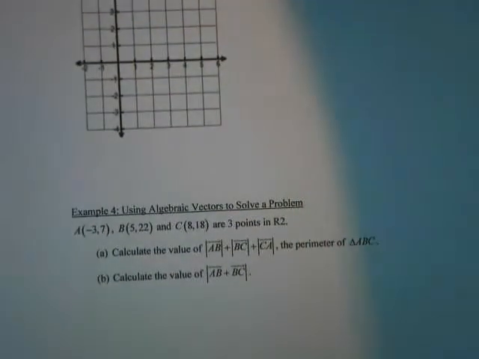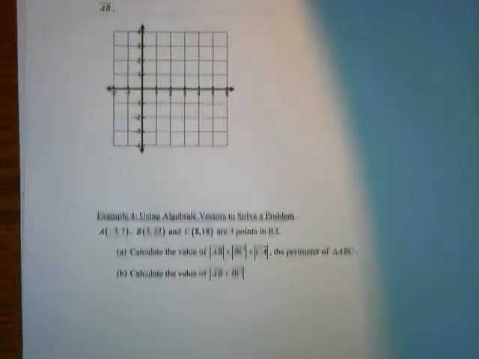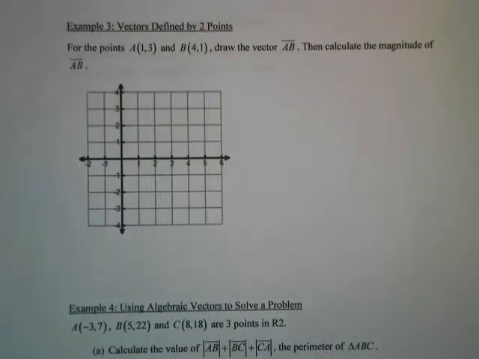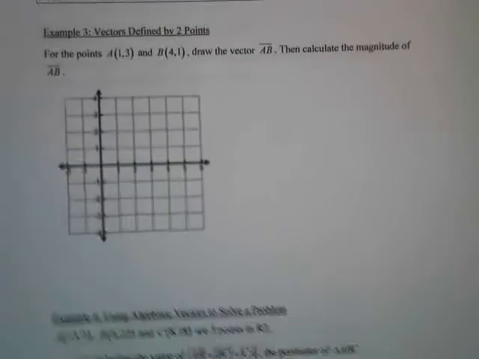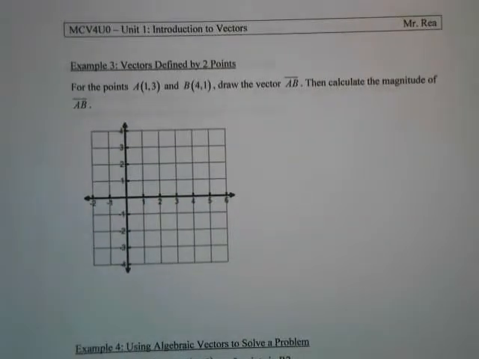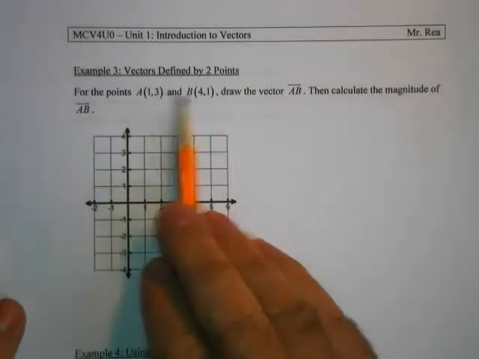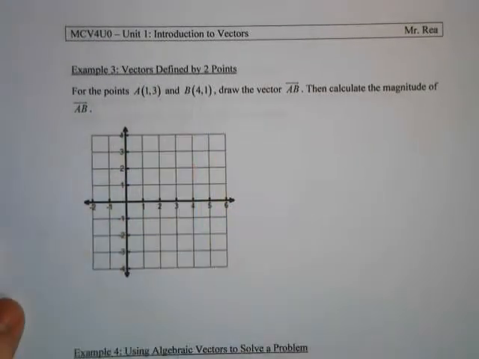Okay, so let's zoom back out a bit. Okay, so example 3, vectors defined by 2 points. So I told you we'd come back to this. So not all your vectors always start at the origin. So this example, we've got 2 points A and B, and notice this time the brackets are round. That's just showing their coordinates. That's not an actual vector.